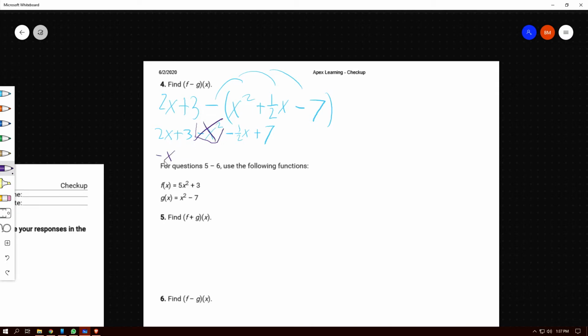I have negative x squared. I have a 2x and a negative 1/2 x. Those are the only x terms I have. That's actually going to be now a positive 3/2 x.